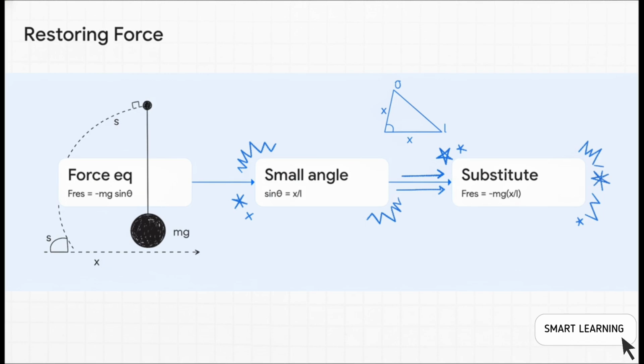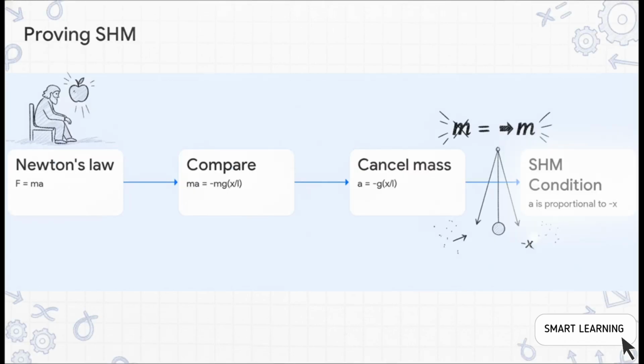If we substitute x over L in place of sine theta, our restoring force equation beautifully simplifies down to force equals negative mg times x over L. And here is where the magic happens in step 3. Let's bring in Sir Isaac Newton. Newton's second law says force equals mass times acceleration, F equals ma. If we set Newton's formula equal to the restoring force formula we just built, we get ma equals negative mg times x over L. Just look at both sides of that equation for a second.